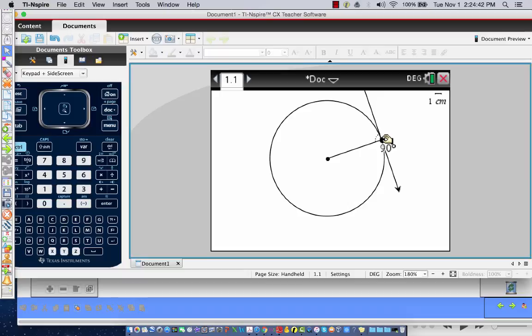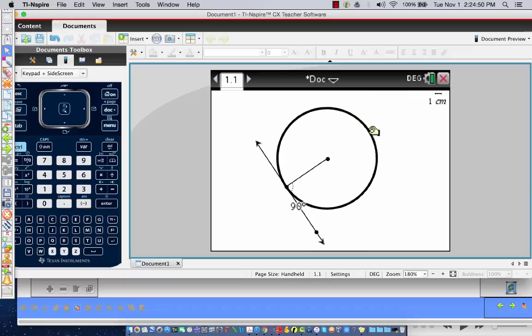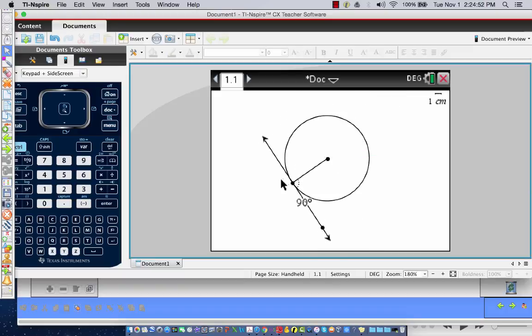No matter where we are on the circle, no matter what I do with that tangent line, even if I make the circle smaller, it's always going to be 90 degrees. Again, a radius drawn to a tangent line at the point of tangency gives me a 90-degree angle, as we have just shown you there.